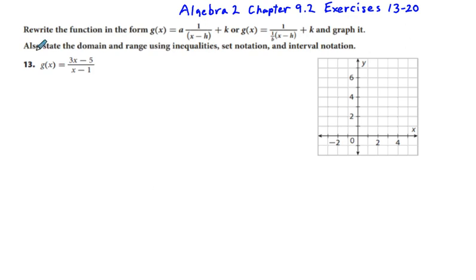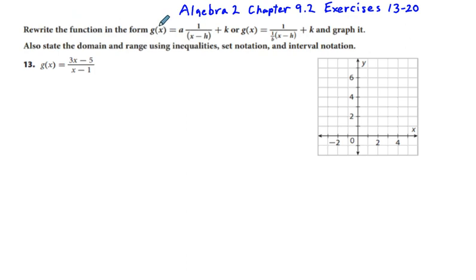Algebra 2, Chapter 9.2, exercises 13 through 20. In this exercise set, we're going to be working with rational functions, translations, rational functions, and specifically I'm going to do in this set problems 13, 15, 17, and 19.